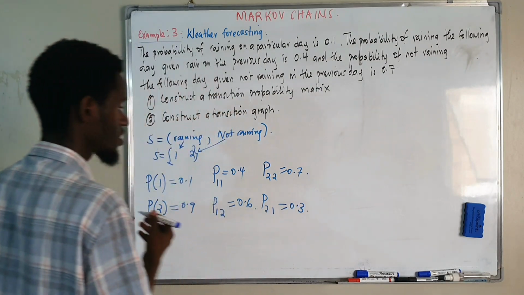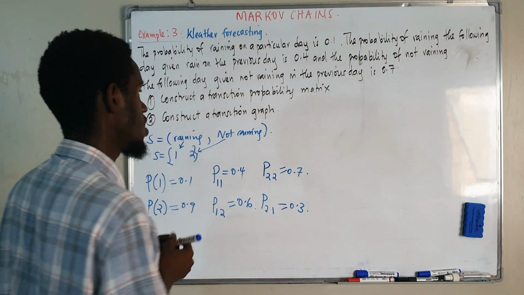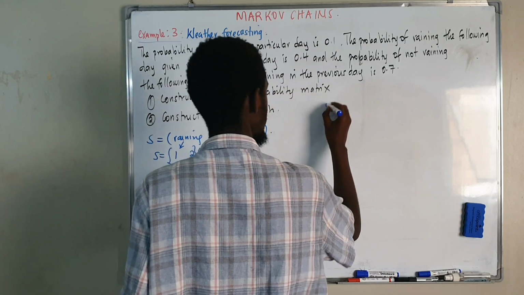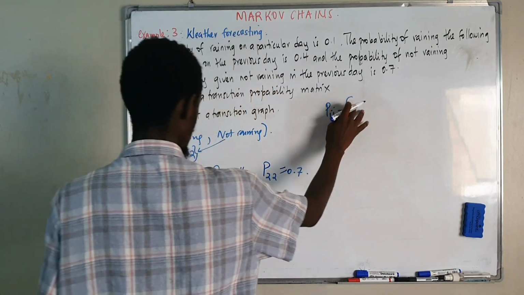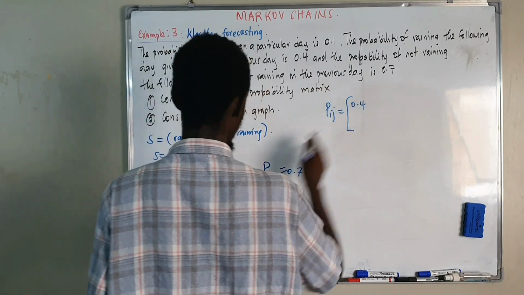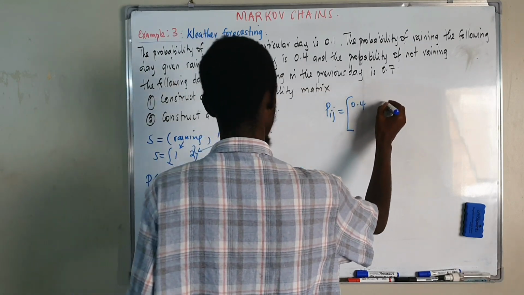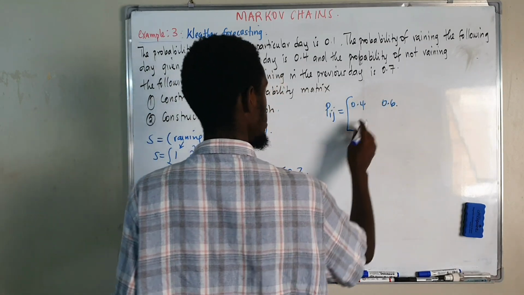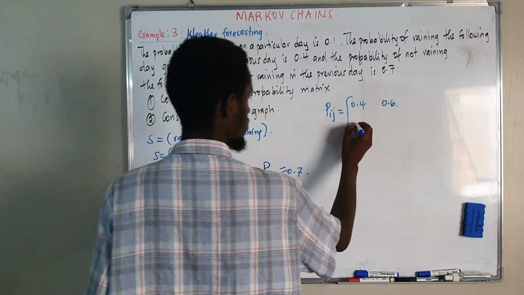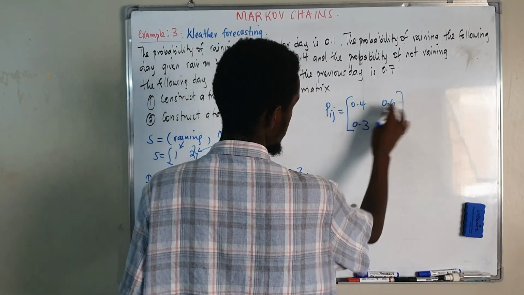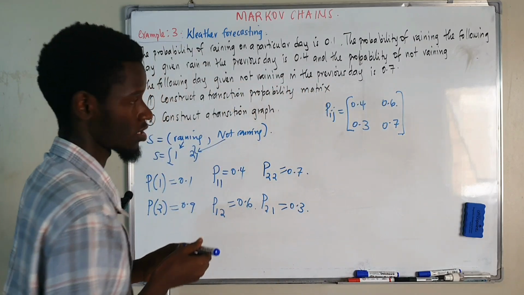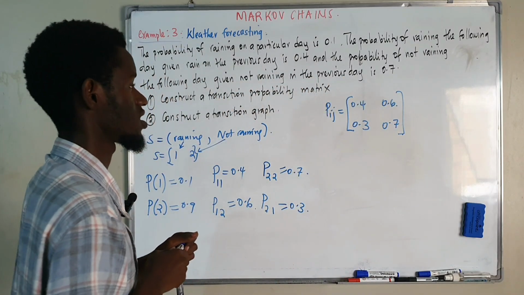From here I can easily get my transition probability matrix, Pij. P11 is 0.4, P12 is 0.6, and then P21 is 0.3 and P22 is 0.7. We say that if we add the row, we have to get 1. Therefore, my matrix is that.